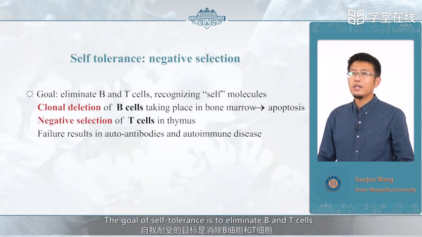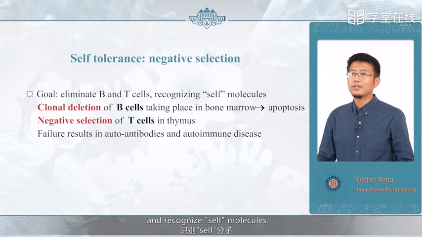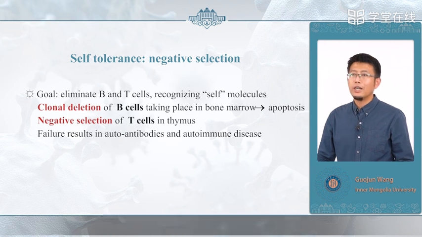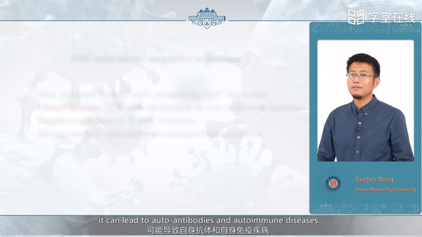The goal of self-tolerance is to eliminate B and T cells that recognize self molecules. Apoptosis occurs when the clone of the B cells in bone marrow is lost. When the negative selection of the T cells in the thymus fails, it can lead to autoantibodies and autoimmune disease.